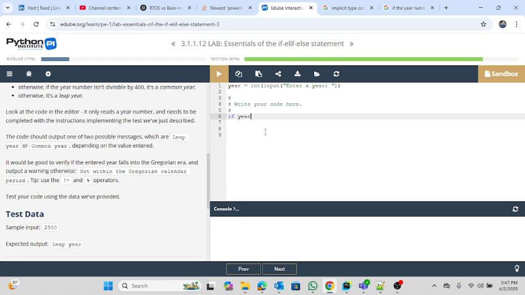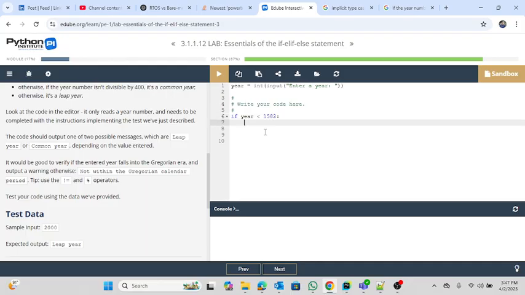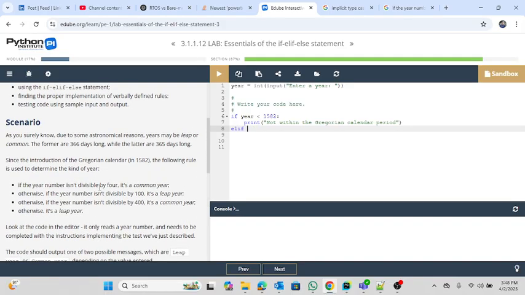If year is less than 1582, then print "not within the Gregorian calendar period", right? So we have to print this. Elif means if the above condition is false, then it will come to the next condition. That is the characteristic of elif. Elif means only if the condition fails, it will come to elif. That means here the year is greater than 1582 and we'll go by these four conditions.